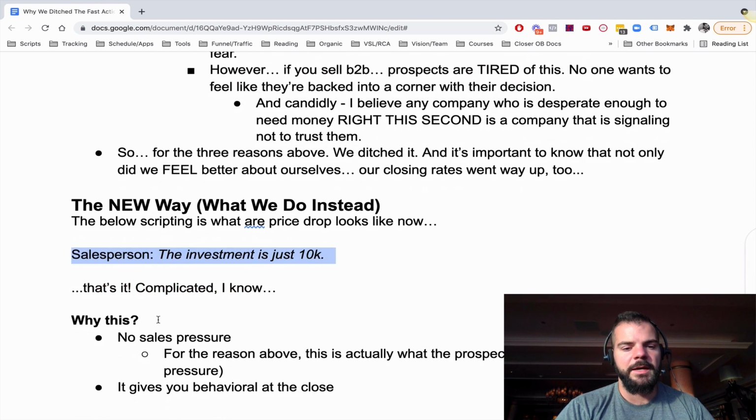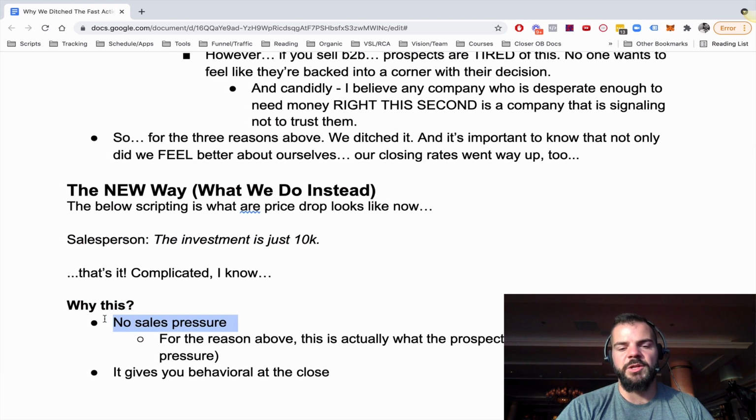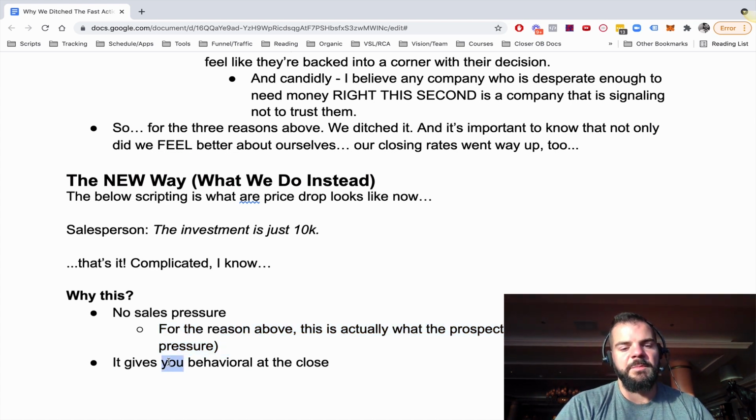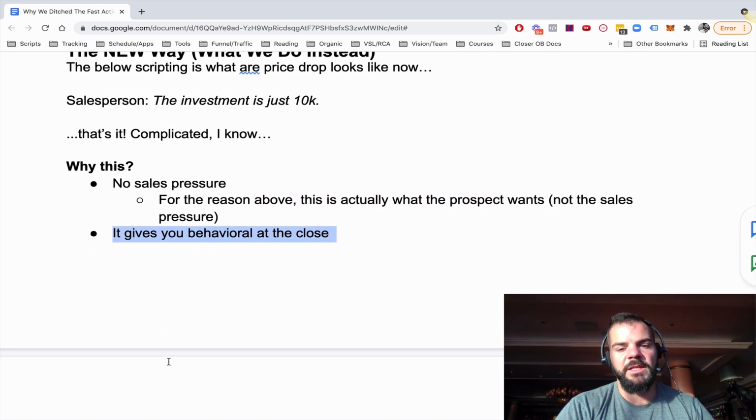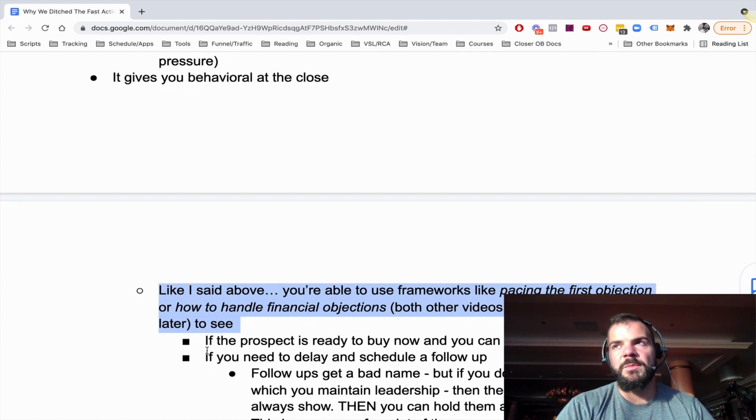So why this, though? For one, no sales pressure. So for the reason above, this is actually what the prospect wants. They just want to know the investment without sales pressure. The main thing is it gives us behavioral flexibility at the close. Like I said above, you're going to be able to use frameworks, and we'll talk about this more in a second, like pacing the first objection, how to handle financial objections.